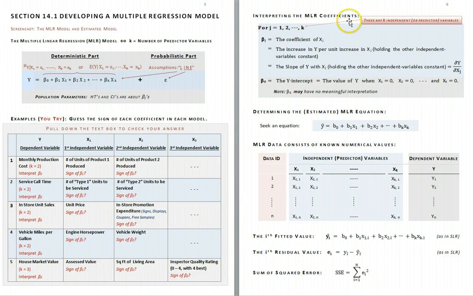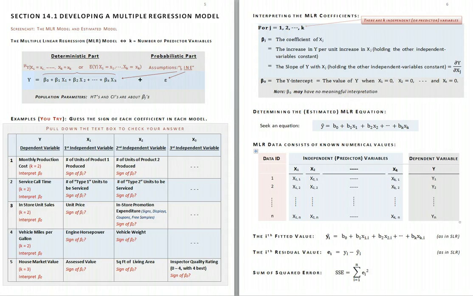Interpreting the multiple linear regression coefficients. For any j between 1 and k, beta j can be viewed as the coefficient of xj, or as the increase in y per unit increase in xj, holding the other independent variables constant, or as the slope of y with respect to xj, holding the other independent variables constant, or as the derivative of y with respect to xj. Beta naught can be viewed as the y-intercept equal to the value of y when all of the x variables are 0. Occasionally, beta naught may have no meaningful interpretation in a specific example.